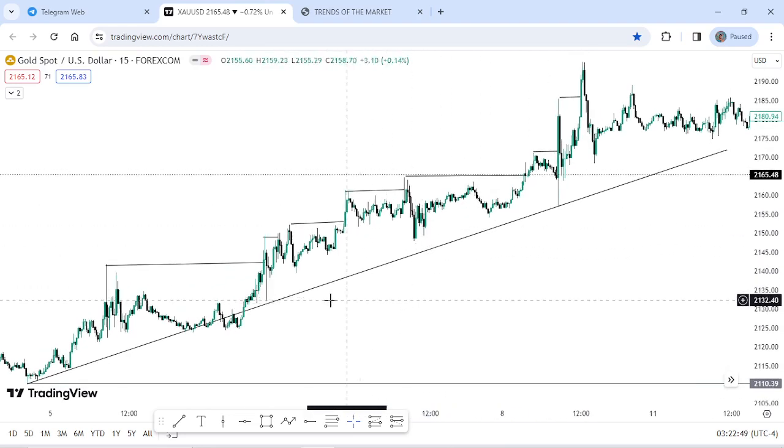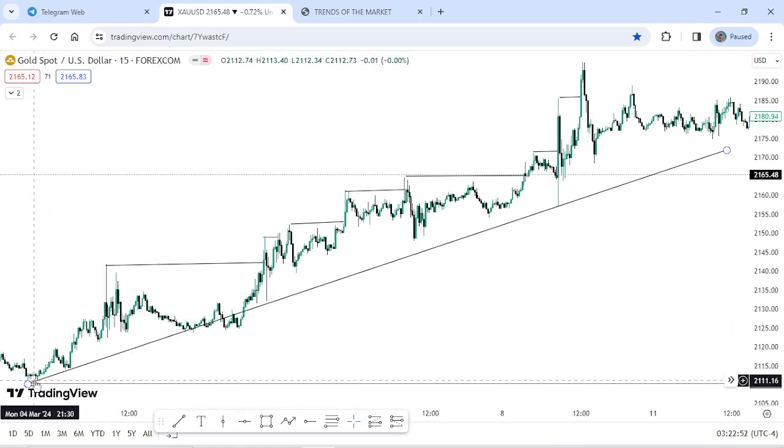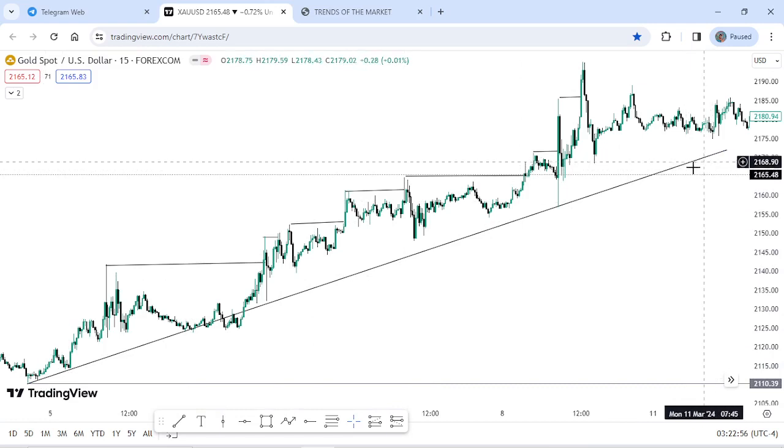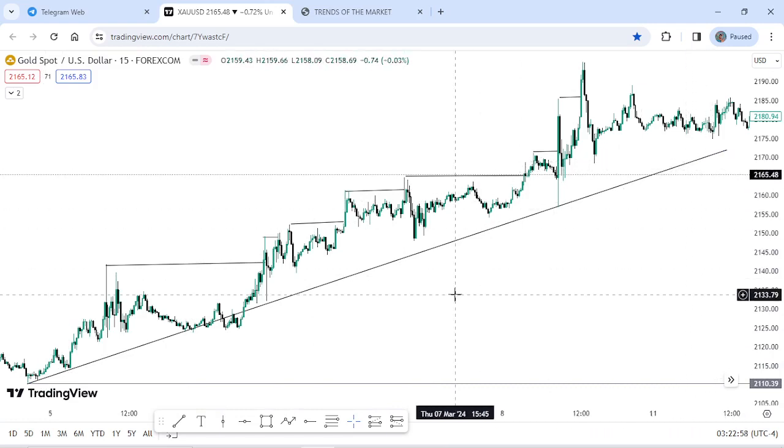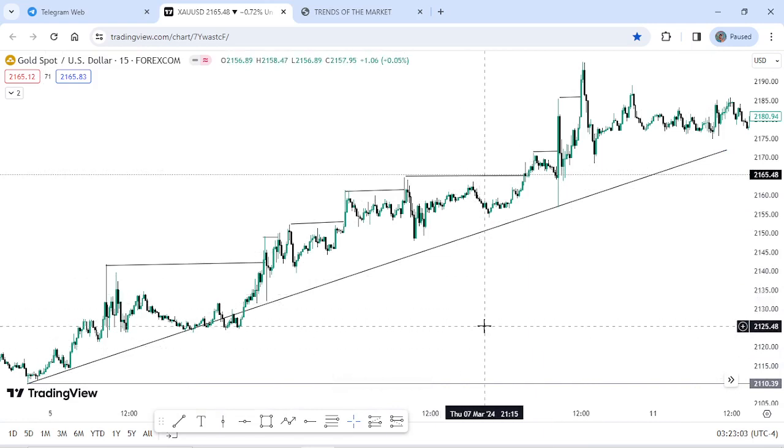And remember, once you are able to draw this trend line on the lows, that means you have already started to successfully identify an uptrend and know what an uptrend looks like.